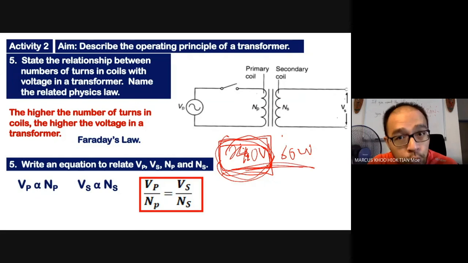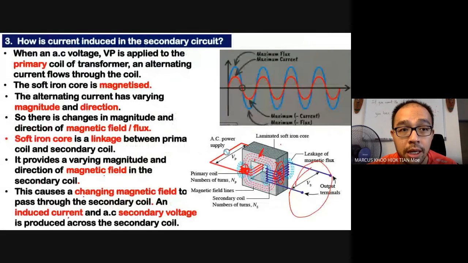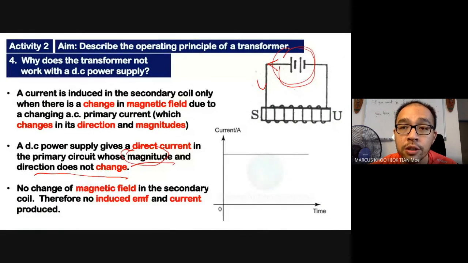Number two, you need to be able to explain how. It's not enough just to know, but you need to be able to explain. It is a 7-point explanation of how the current is induced in the secondary circuit. Number three, you need to be able to tell me why we use AC and not DC.